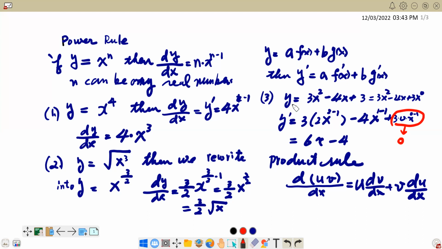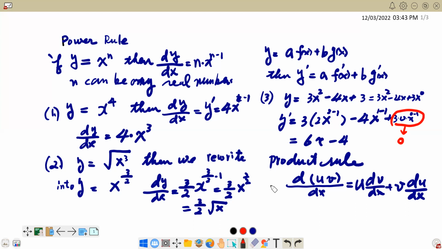For example, if y is 3x squared minus 4x plus 3. Now the constant 3 is 3 times x to the 0 power. So we can do the derivative term by term. The derivative of x squared is 2x to the 2 minus 1. The derivative of x is 1 times x to the 1 minus 1. And the derivative of the constant is 0 times x to the 0 minus 1. Now this term is 0. So we have 6x minus 4.